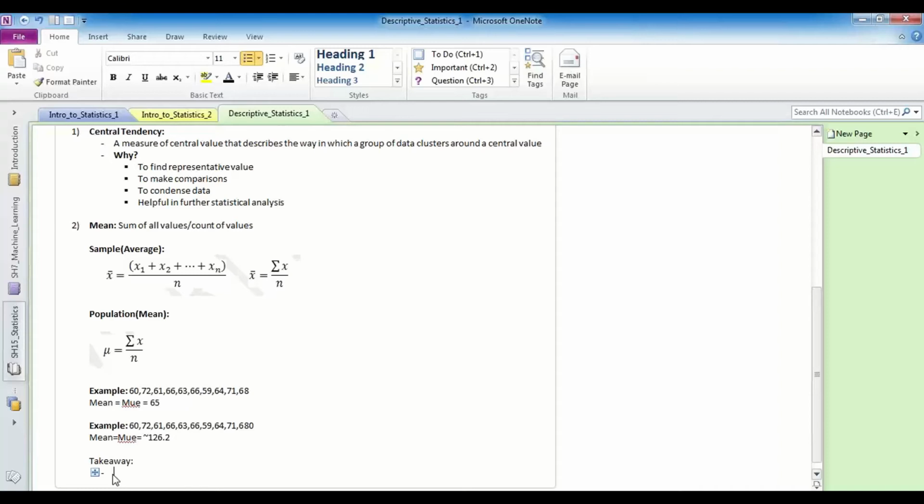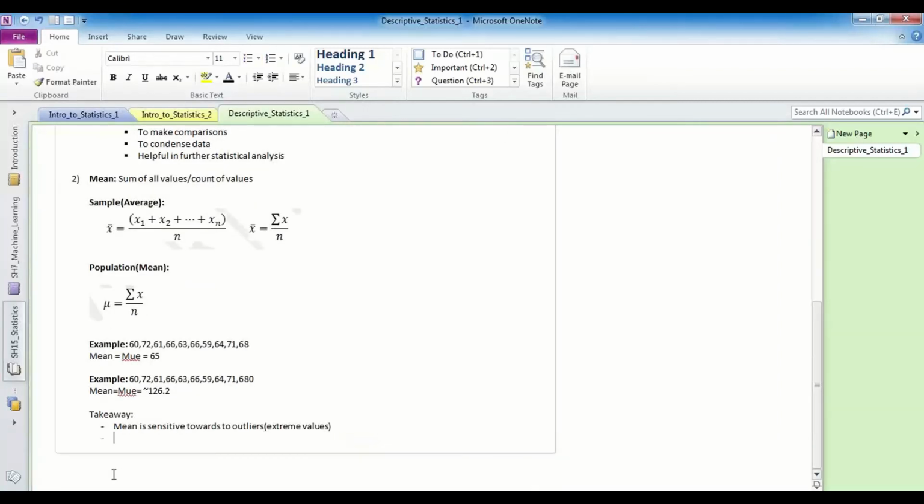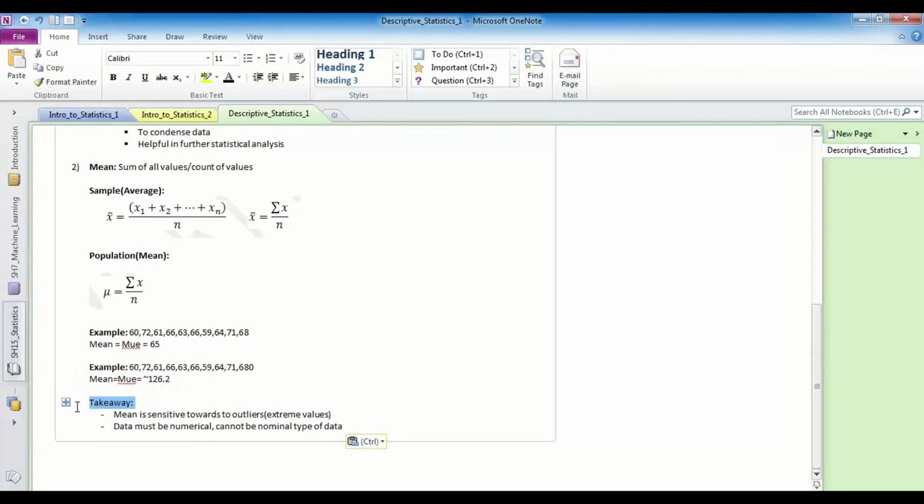Make sense? Yes or no? Can I make this statement or no? Yes. And the second important point is, can you calculate mean on nominal type of data, guys? Can we? No, right? So the data has to be numerical, which is very fundamental. Now let's move on to the second one.